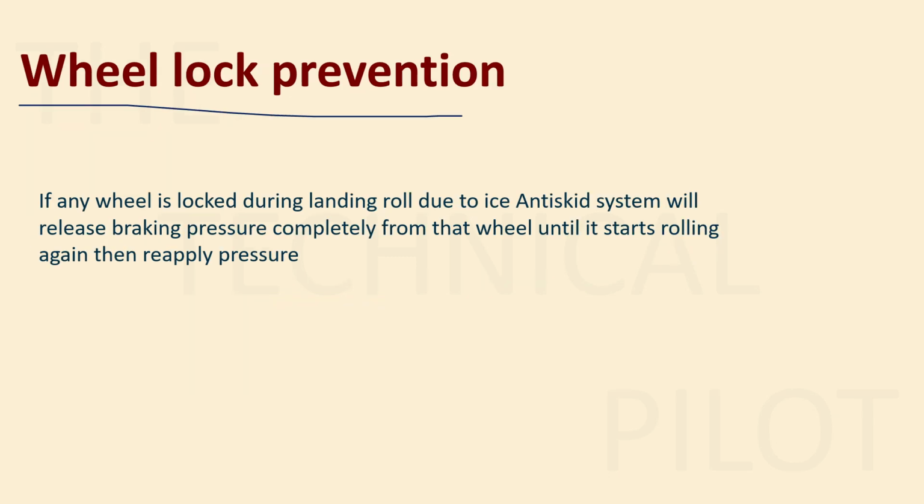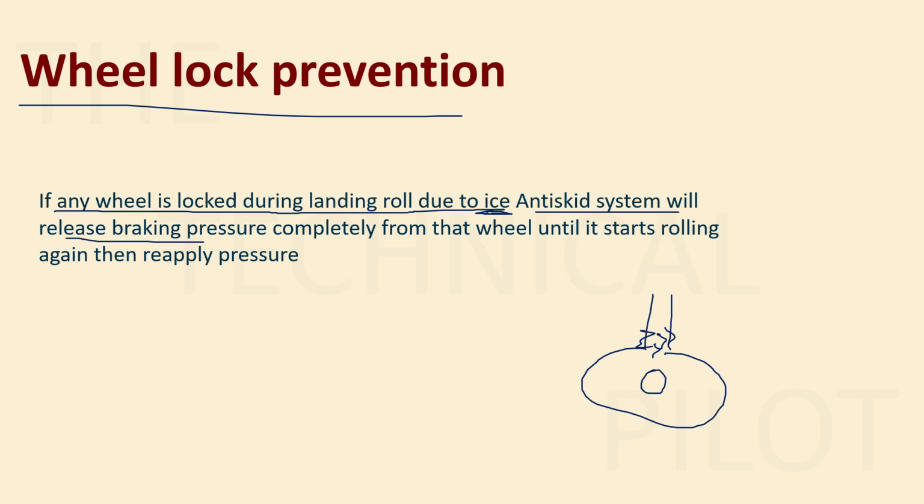Wheel lock prevention. If any wheel is locked during landing roll due to, for example, ice, or it could be anything else which is locking the wheel, right? For example, there is some ice which locked this wheel during landing roll. What the anti-skid system will do is release the braking pressure completely from that wheel until it starts to roll again, then reapply pressure, right?